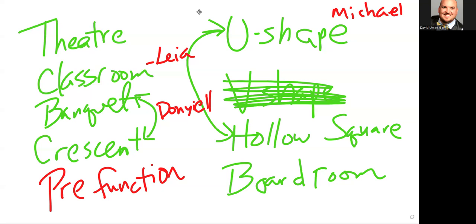You know what room I got? Theater style. I've already done that presentation. The stars have aligned. So Mr. Uminski, pre-function is Ruth, yes, and boardroom is Chris.